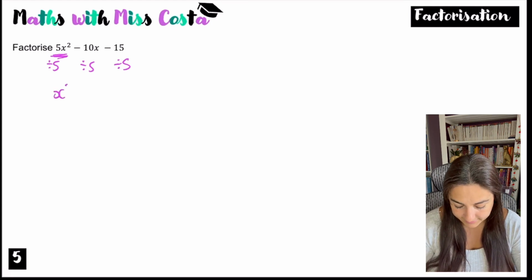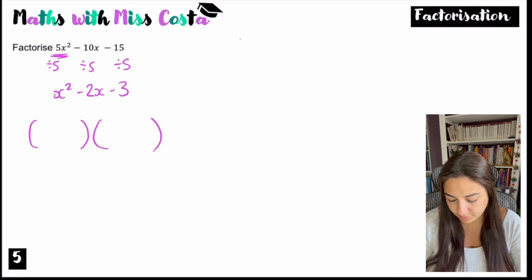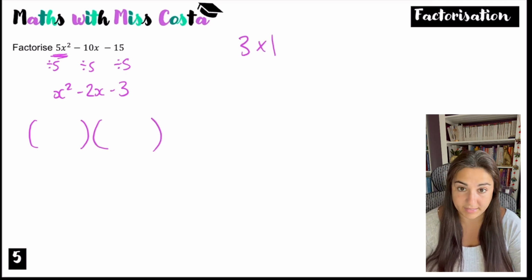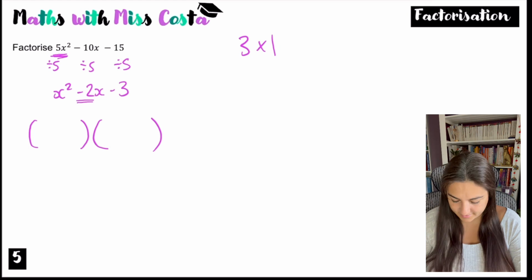So that would become x squared take 2x take 3. And then how do you factorise that? What are the factors of 3? 3 times 1. One of them needs to be a negative. And they also need to add to make -2. So how about 1 take 3?